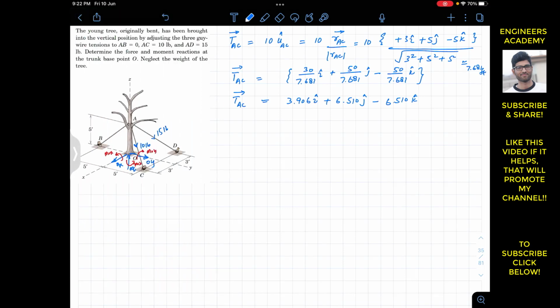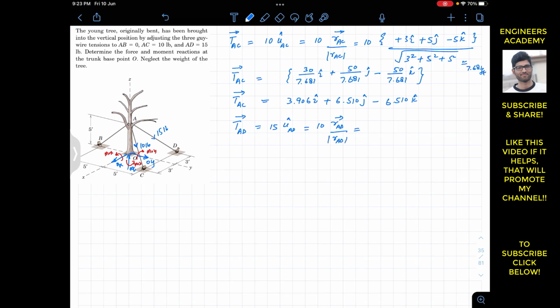Similarly, we can find the Cartesian vector representation of the tension in the AD cable. Again, the magnitude of TAD is given, this is 15. So we will write that this is 15 times the unit vector from A to D, and the unit vector from A to D is the position vector from A to D divided by its magnitude.